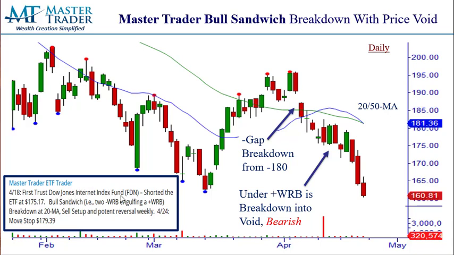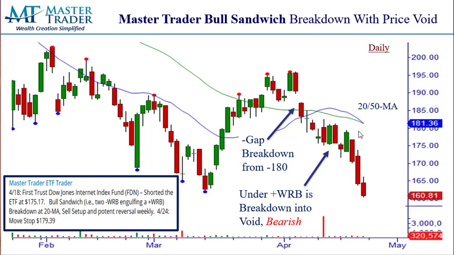This is FDN. It's an internet ETF. Let me define what the Master Trader Bull Sandwich is. And it's a little counterintuitive because it's actually a bearish setup, but let me explain why. So here's the setup right here.